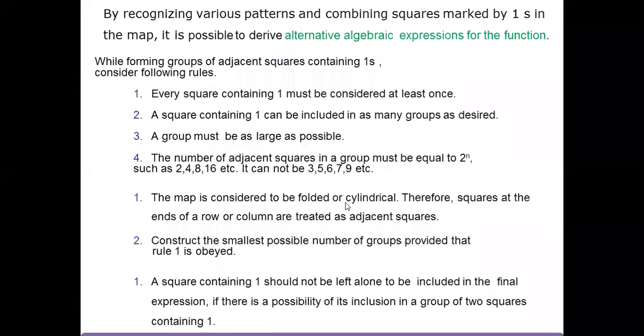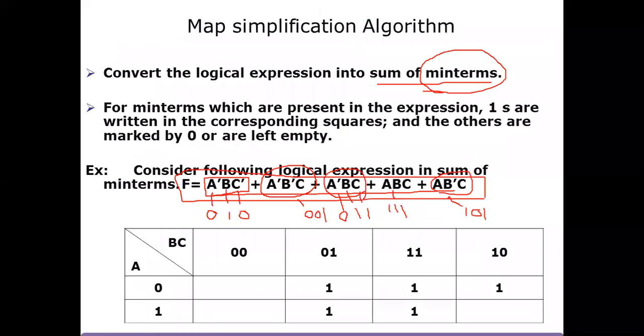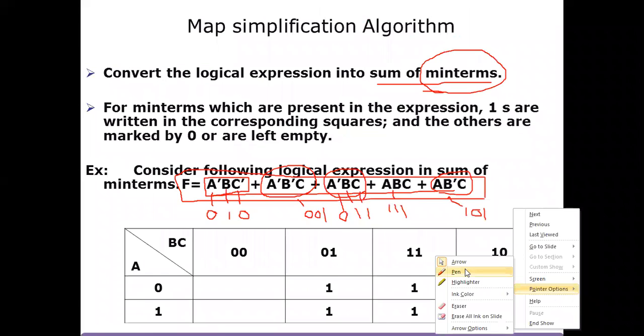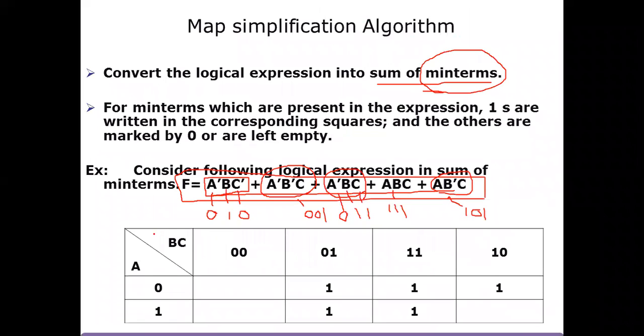The map is considered to be folded or cylindrical. You can consider this map as folded. You can think this whole paper is folded like this.